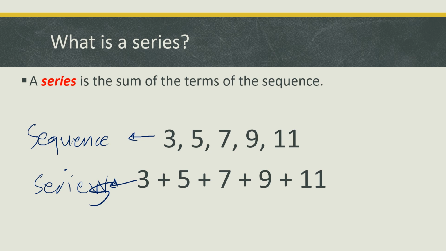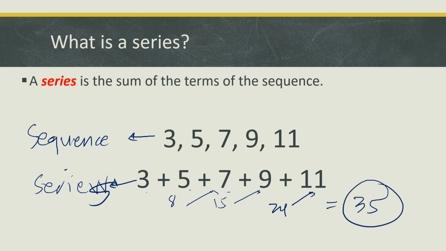So, say for example, we need to find the sum of this one. 3 plus 5 is 8. 8 plus 7 is 15. Then 15 plus 9 is 24. And 24 plus 11, we have 35. And that is the series of the given sequence.